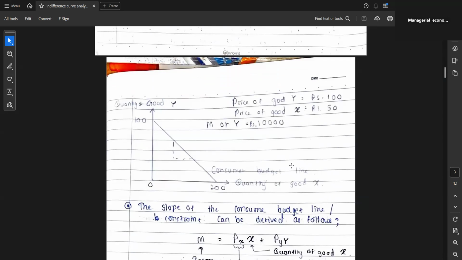Here, as you can see, let's say the consumer has a fixed income of 10,000, the price of a unit of good Y is 100, and the price of a unit of good X is 50. So in that case, the maximum amount he could buy of good Y is 100, and the maximum amount he can buy of good X is 200. So the budgetary constraint is a line drawn by connecting all the combinations of the 2 products that the consumer can buy using his income level.